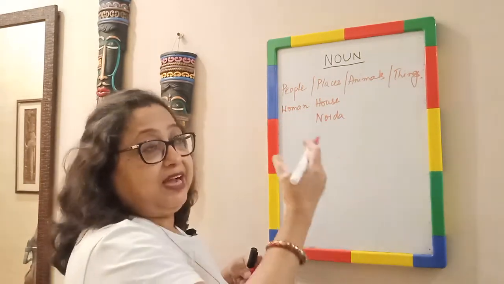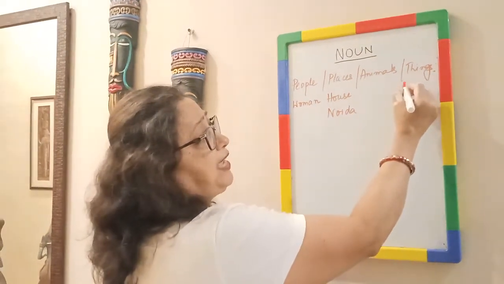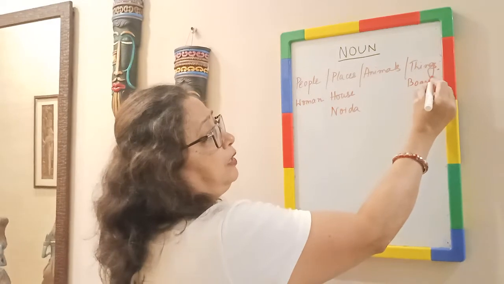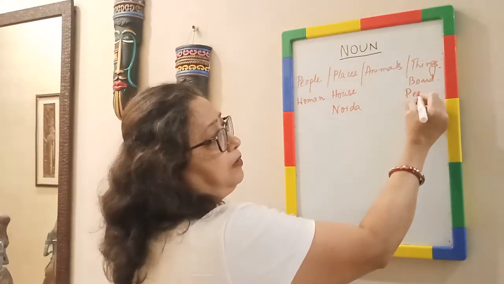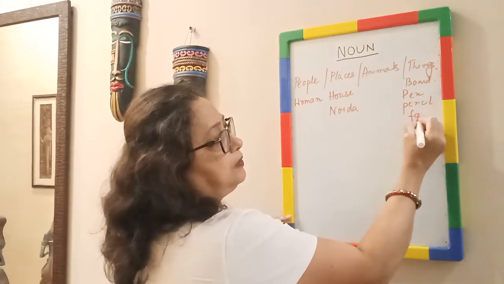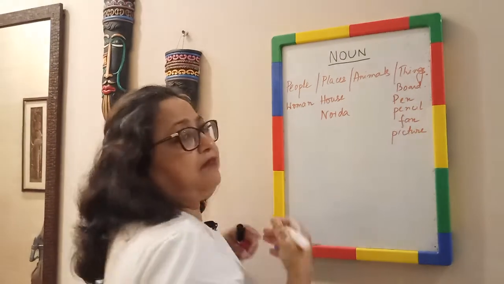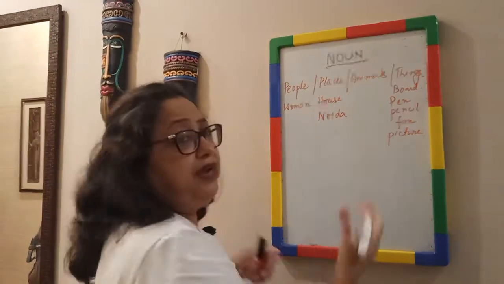Now things. If I come to the things, there are n number of things. See, for example, this board. So I can say this board. Then I can say this pen, pencil, fan, picture. And if I go on, the list is never ending. So these are all nouns.